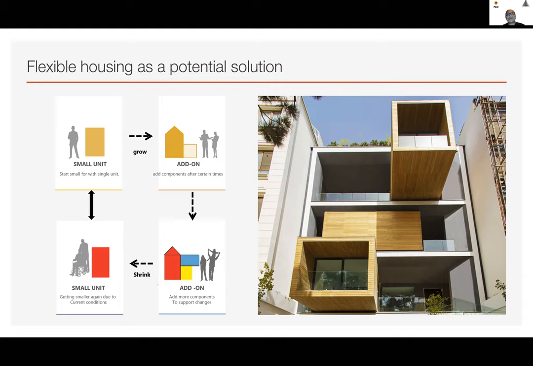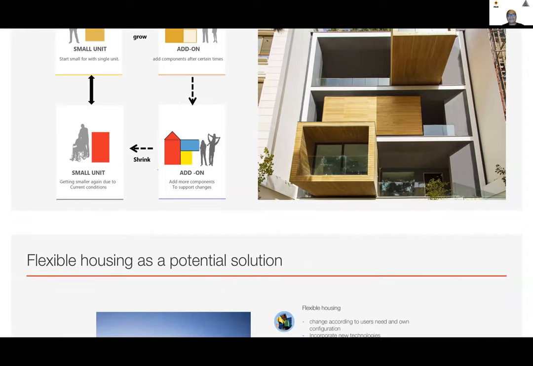Imagine if your house is really big, and you're left with only your wife or your husband, there's a portion of the house which is unused. So what if this flexibility allowed you to return the component to the factory, so that it can be repurposed and used for other people, for other families? This is what we call flexible housing.